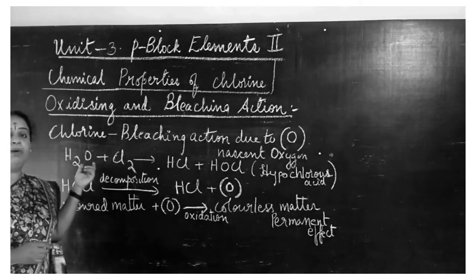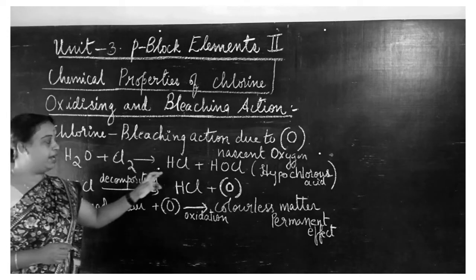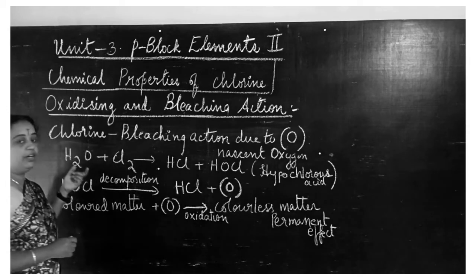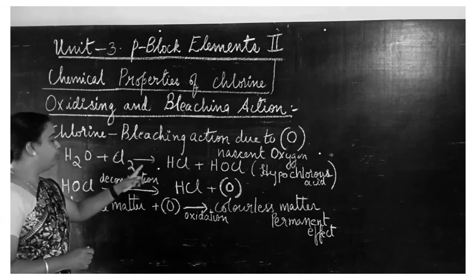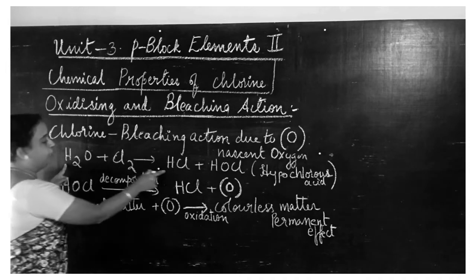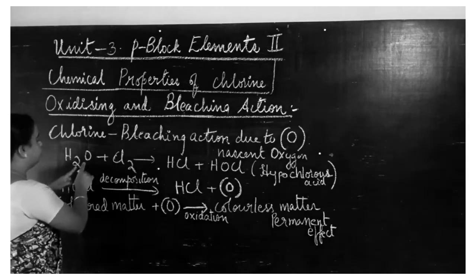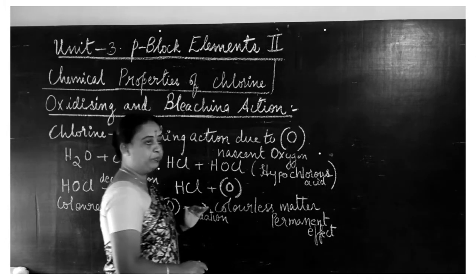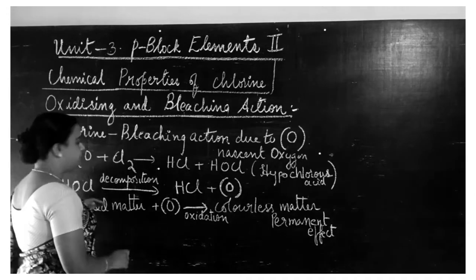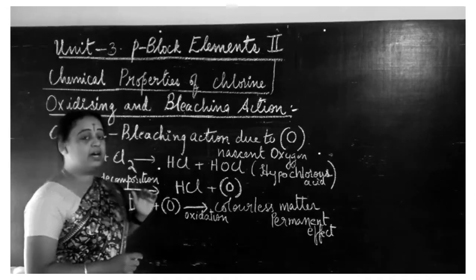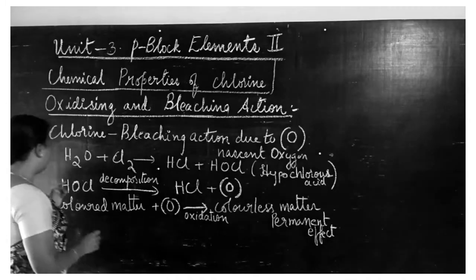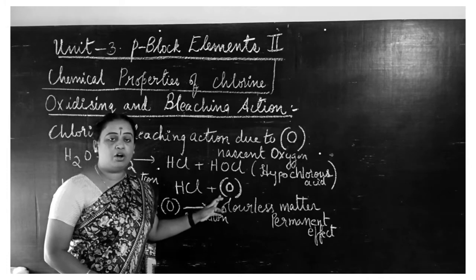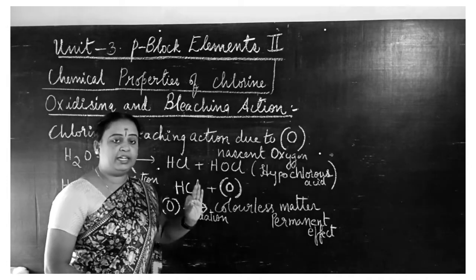When chlorine combines with water, it will form the acids HCl and HOCl. This we have seen in the previous videos. Whenever chlorine combines with water, you get two products: hydrogen and chlorine combined form HCl, and one hydrogen, one oxygen and chlorine combined form HOCl, that is hypochlorous acid. This hypochlorous acid is unstable. For that reason, what happens? It will undergo decomposition to give HCl and nascent oxygen, that is the atomic oxygen, a single oxygen atom.